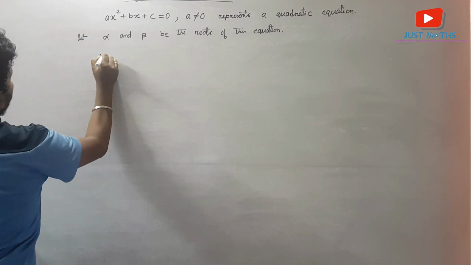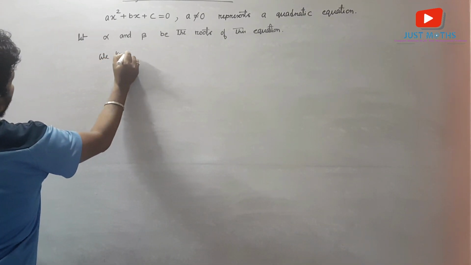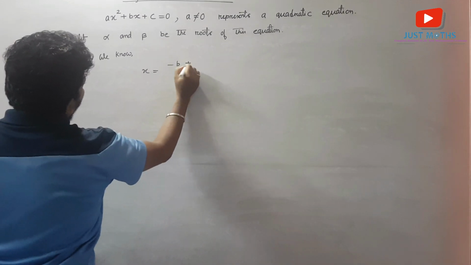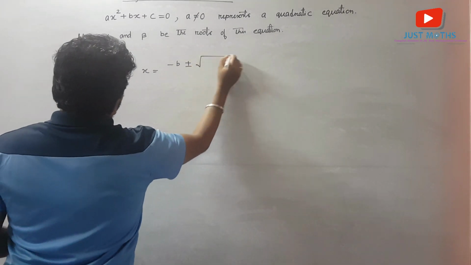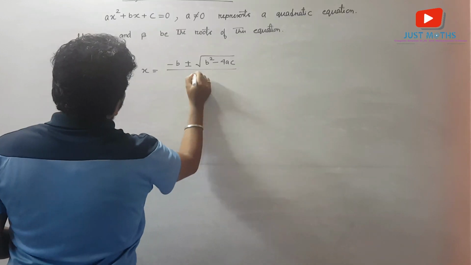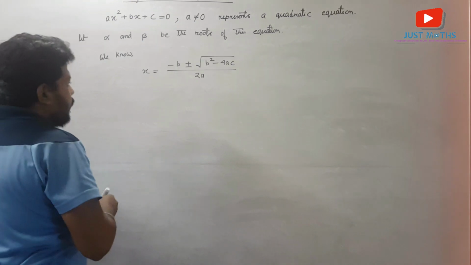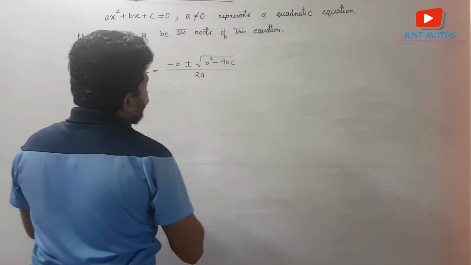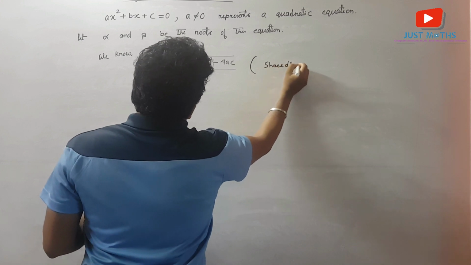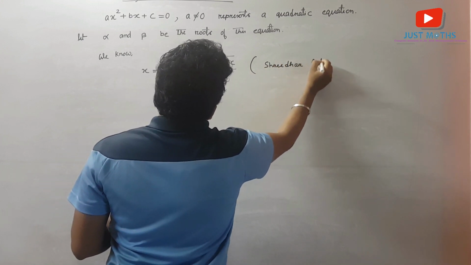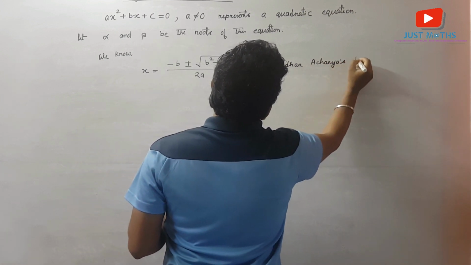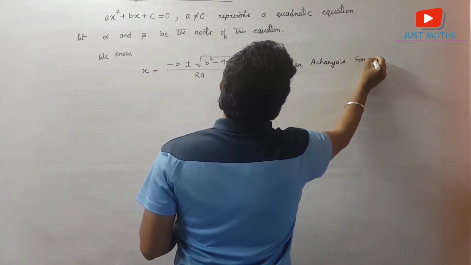We know x is equal to minus b plus or minus square root of b square minus 4ac, by 2a. This is called Sridhar Acharya's formula.